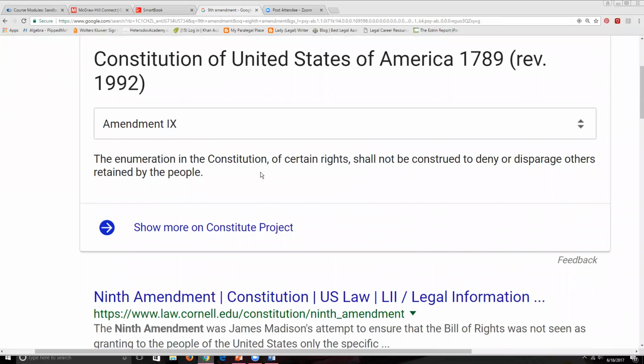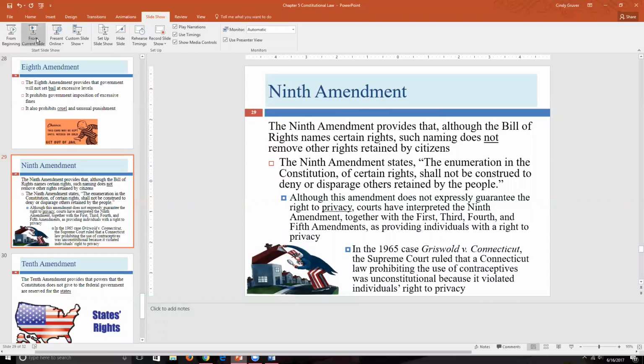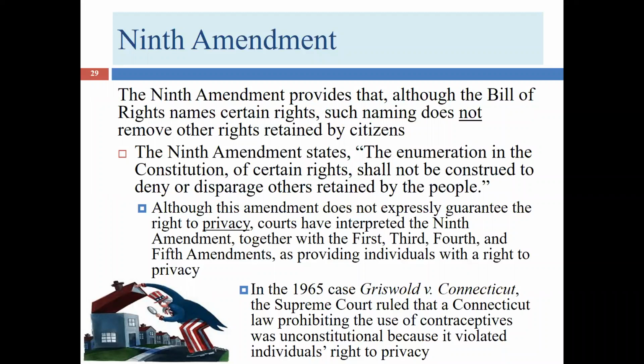The enumeration in the Constitution of certain rights shall not be construed to deny or disparage others retained by the people. What our founding fathers are saying here is that, look, we've tried to list a lot of really important rights, but we might have left some out, or we might not know about some rights that really end up being important to people. And so just because we left them off the list doesn't mean we intended for them not to be protections. And so don't assume just because it's not here that the person doesn't have the right.